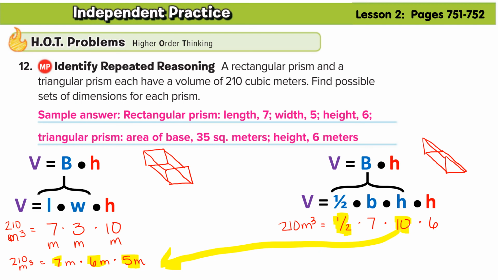Okay, and then here, let me just explain what they wrote down here. They said that the area of the base is 35 square meters, which is what they have here, because if I multiplied this together, that would be 35 times 6. So the area of the base is 35 meters squared, and the height is 6 meters. That's what they're saying right here.